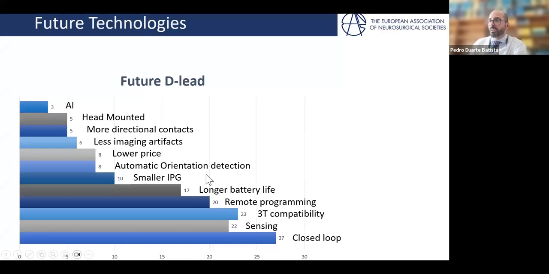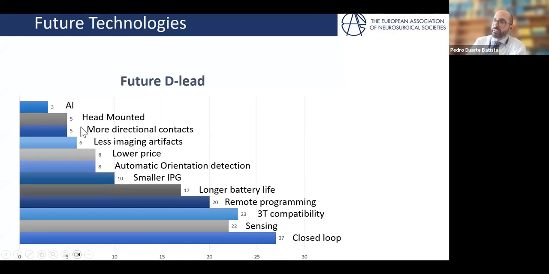Then finally, we wanted to analyze what the community thinks about the future technologies and the future needs for DBS. And we asked them what were the three technological advancements they thought were most important to have in the future. And we can see here that the winners were closed loop. They were the most voted, followed by sensing and 3 Tesla compatibility, and then remote programming and longer battery life, etc.